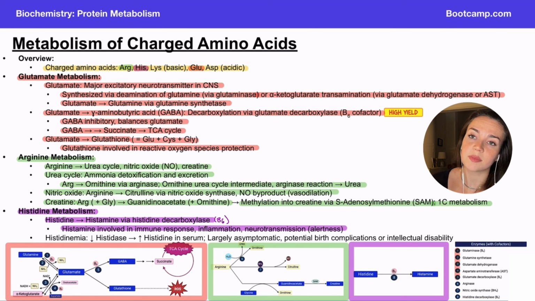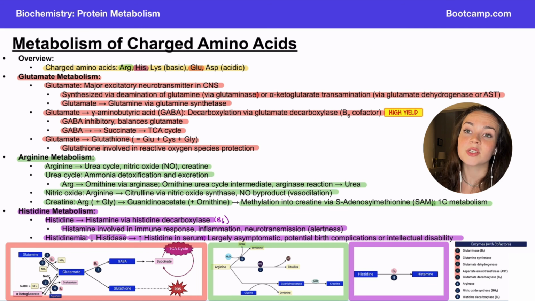Now, there are other breakdown pathways of histidine. One involves histidase. You don't necessarily have to know what histidase does other than it is another breakdown pathway of histidine. The only reason I'm even bringing it up is because there is a low-yield disorder called histidinemia where that histidase enzyme is deficient and you'll get a buildup of histidine in the serum. That doesn't do a whole lot. It's usually an asymptomatic disorder. Sometimes you can see some birth complications or intellectual disability. Like I said, low-yield disorder, just something you might see in the answer choices from time to time.